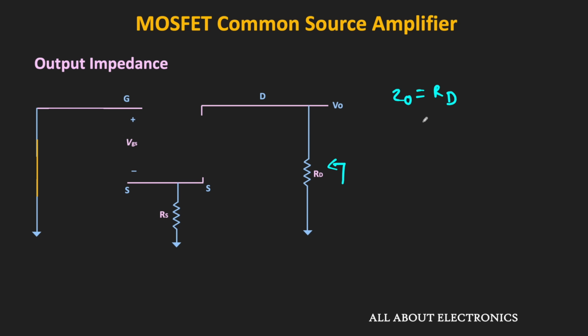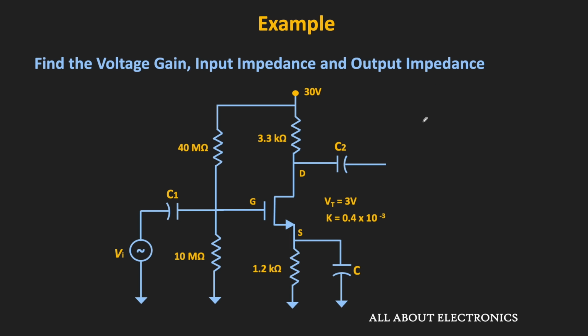Alright, so now let us take one example so that whatever we have discussed so far will get clear to you. So here, for the given MOS amplifier, we have been asked to find the input impedance, the output impedance and the voltage gain.